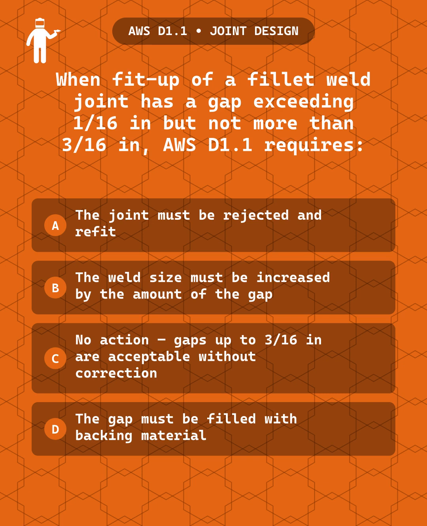Question 7. When fit-up of a fillet weld joint has a gap exceeding 1/16 inch, but not more than 3/16 inch, AWS D1.1 requires, is it A, the joint must be rejected and refit, B, the weld size must be increased by the amount of the gap, C, no action because gaps up to 3/16 inch are acceptable without correction, or D, the gap must be filled with backing material?